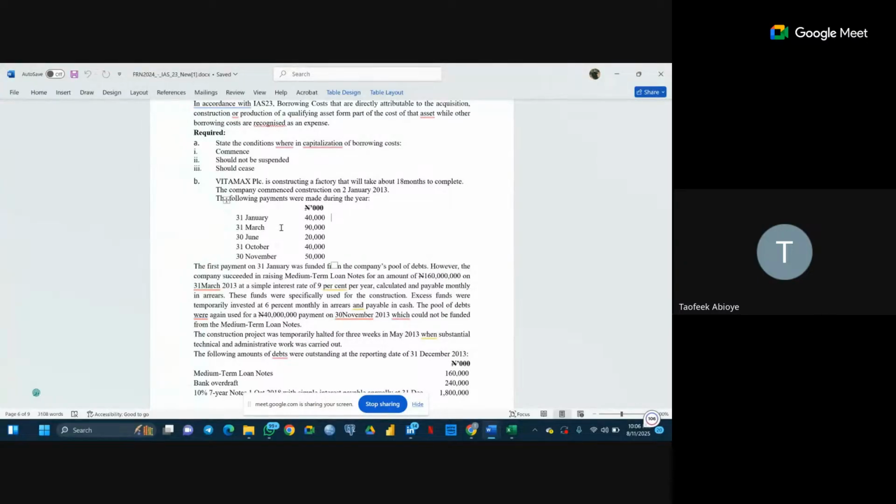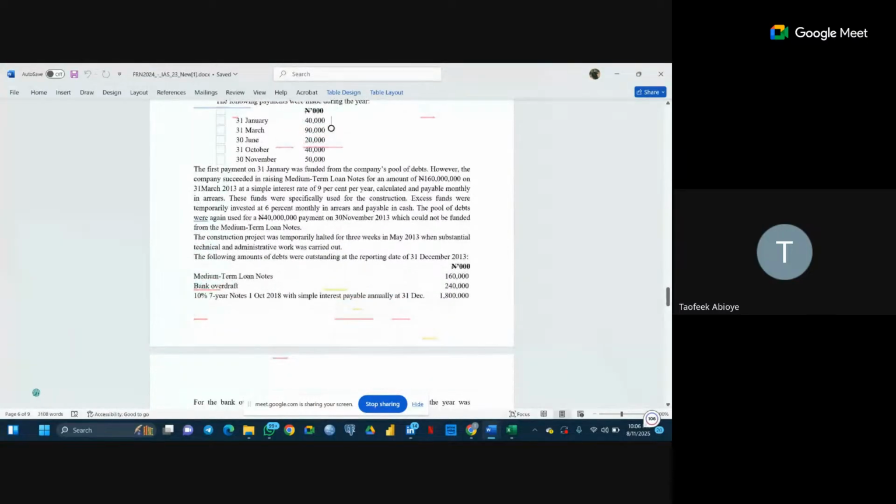So basically what they are trying to tell us here is that the medium-term loan note is the only specific source of fund that the company had. However, the company succeeded in raising a medium-term loan note for an amount of 160 million on 31st March 2013 at a simple interest rate of 9%, which means, except this first 40 million that we are told specifically is from a pool of funds, and this last drawing that we are also told is from a pool of funds, every other drawing here is from a specific source of finance. They are from this medium-term loan note.